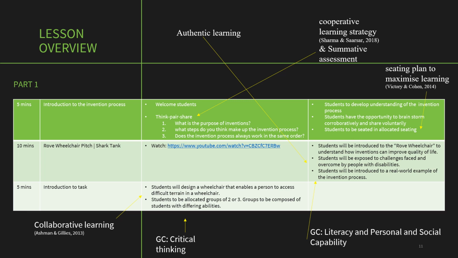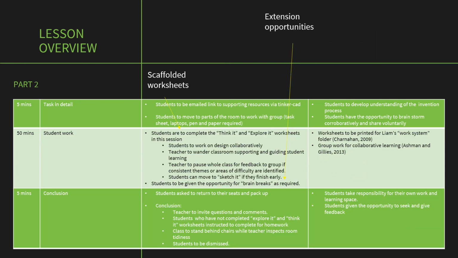This style of learning is supported by Ashman and Gillies in the International Handbook of Collaborative Learning for diverse learners. Students will have access to brain break cards that they can use when they need them, as opposed to class-wide breaks. This is to provide students with autonomy.